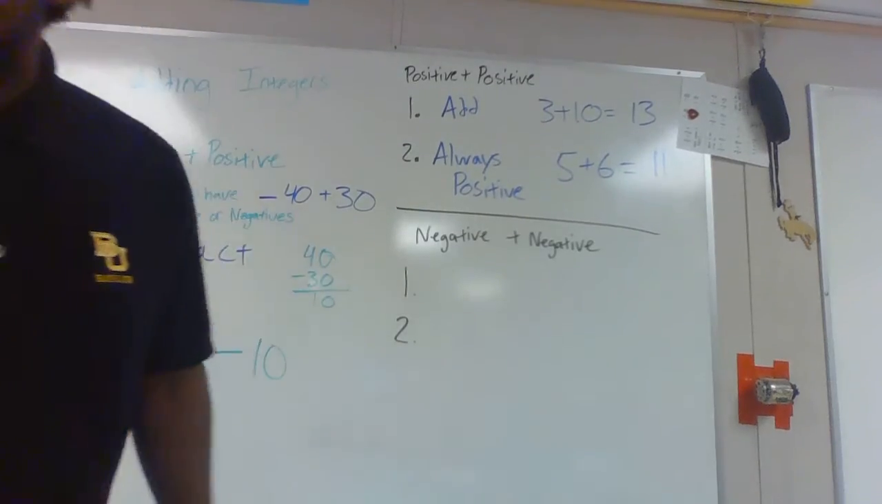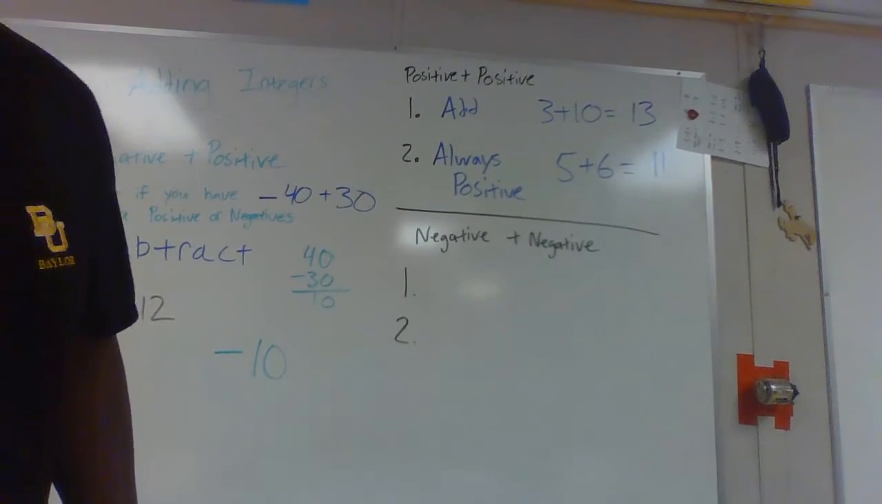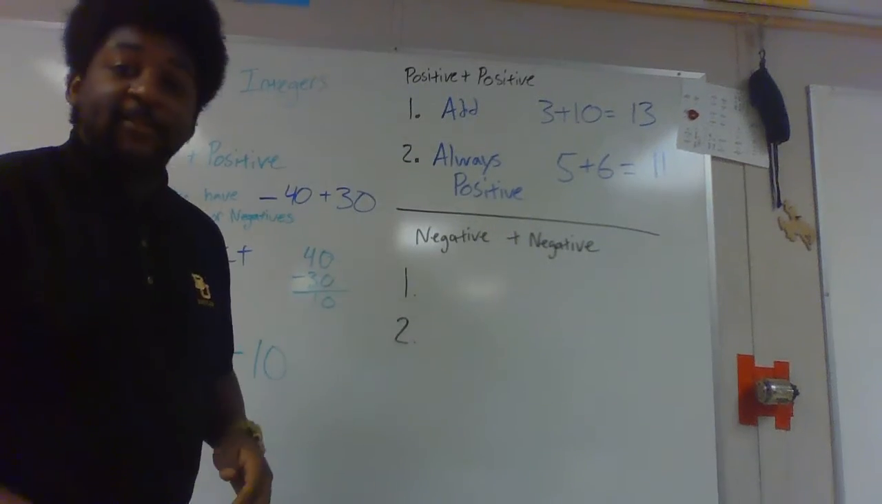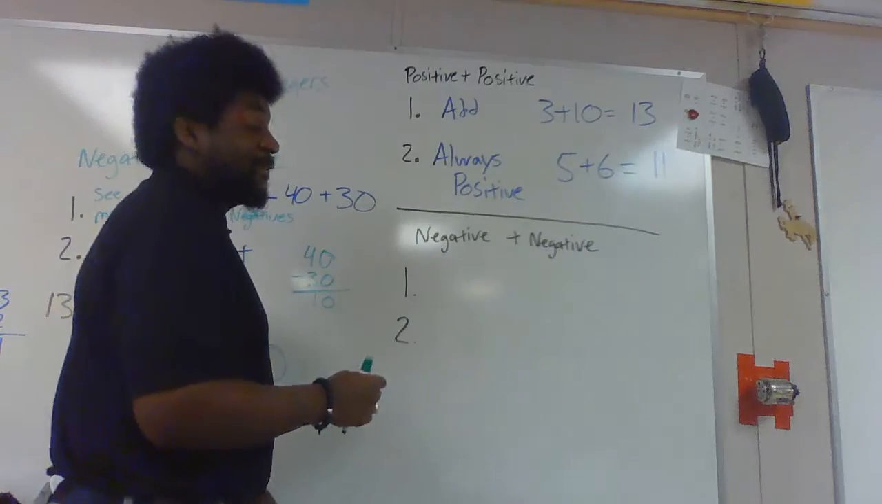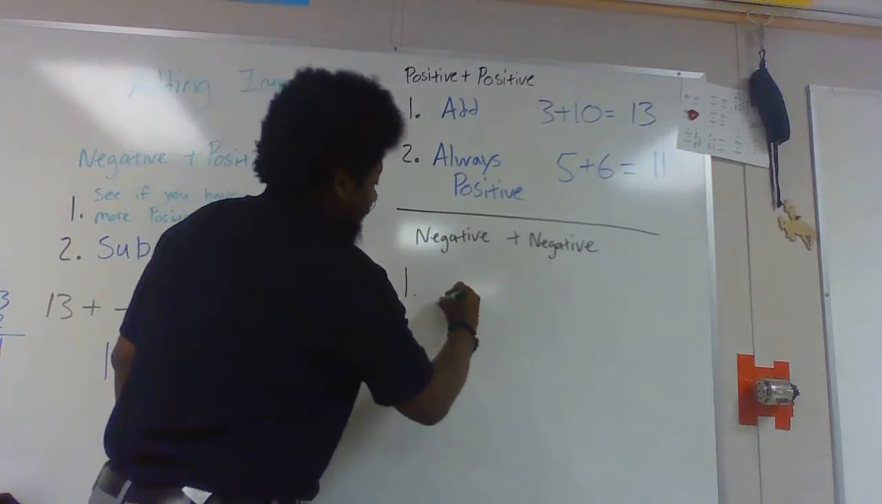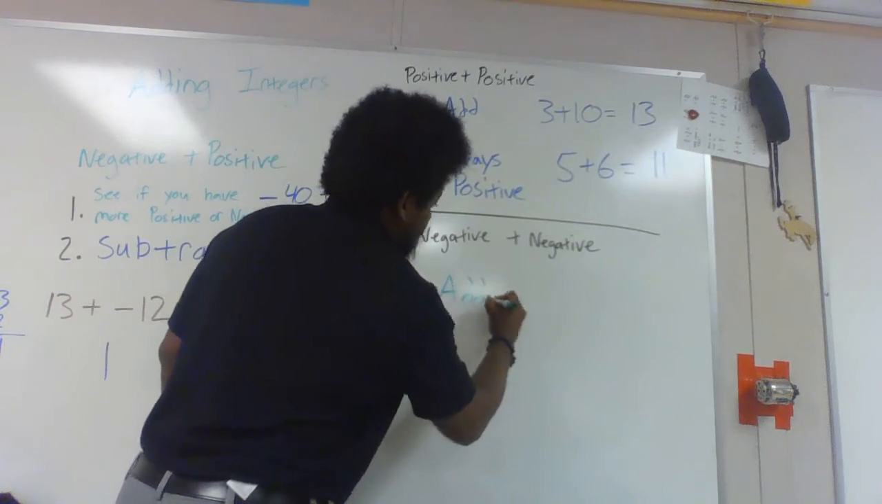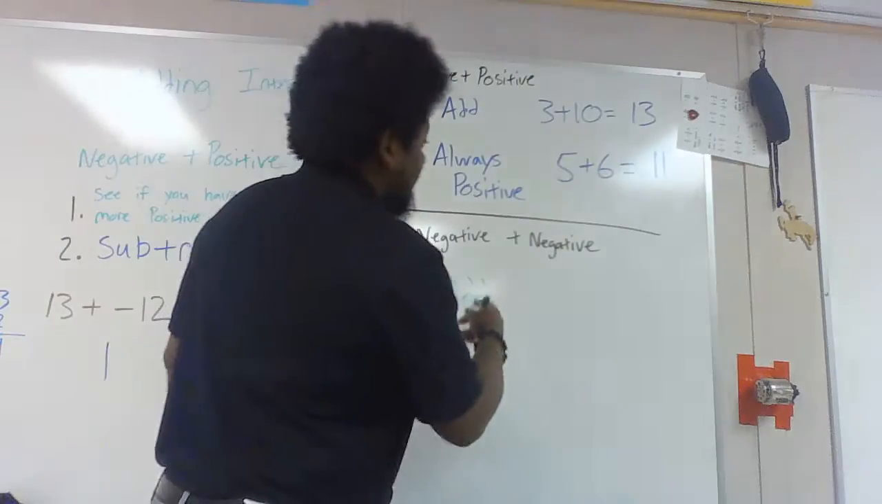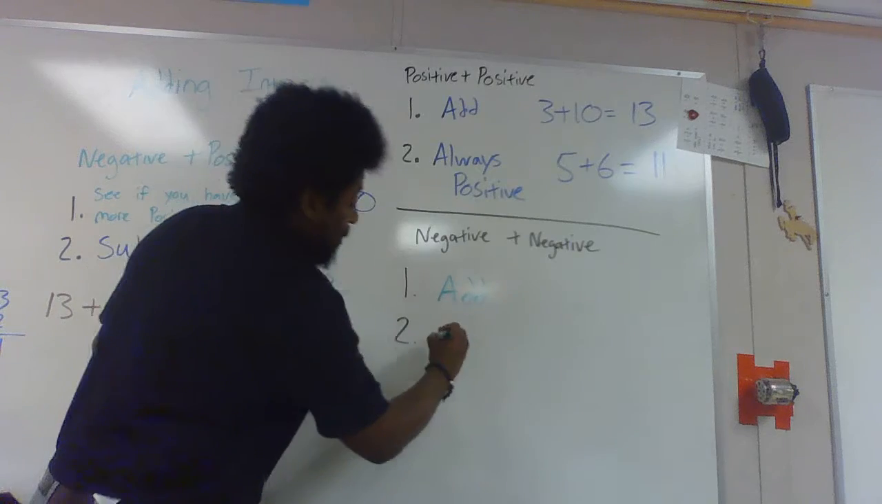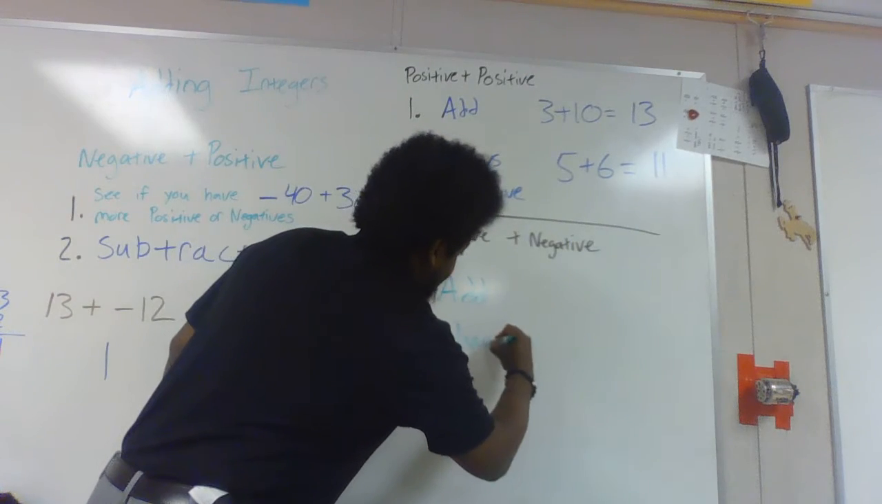The last one that we're going to be talking about today is actually just the opposite of positive plus positive. It's when you take a negative plus a negative. When you do negative plus negative, you still need to start by adding your values. But since both of your values are negative, when you add a negative plus a negative, it's always going to give you a negative answer.